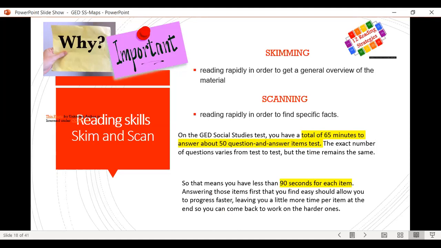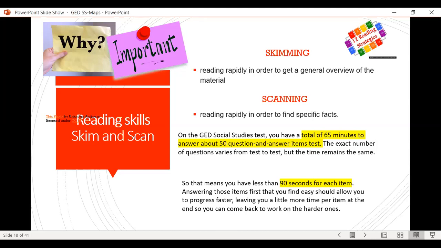Now these are two tools that are really important to use, not only in your RLA or your social studies GED test, but pretty much anything that you know you're going to have a time limit on, because you're not going to have enough time to read through everything. You want to be able to use some kind of tool to get the understanding you need to answer the questions that are given to you.